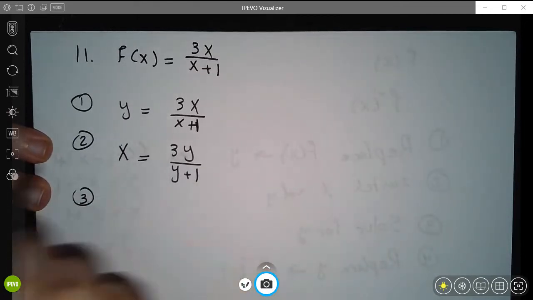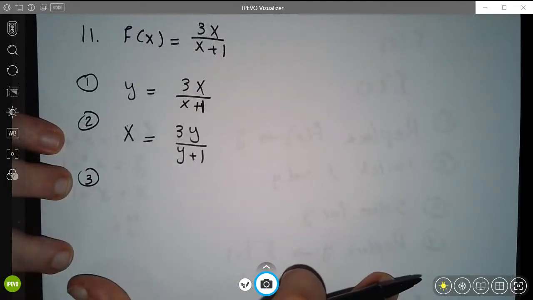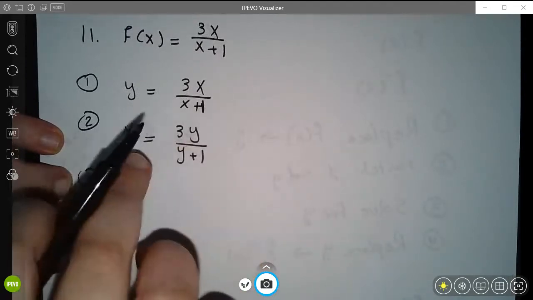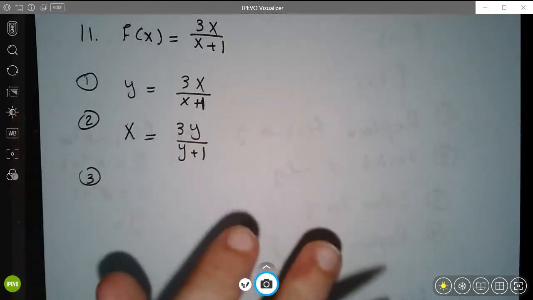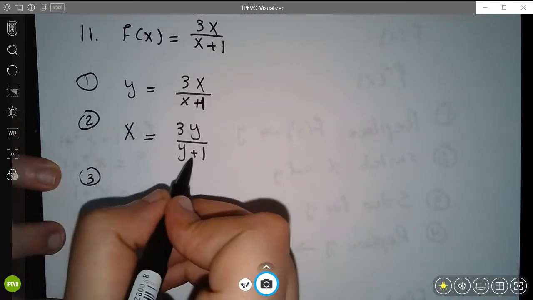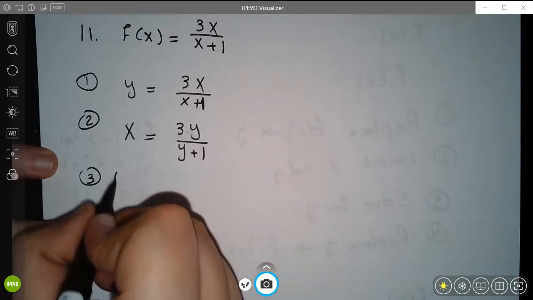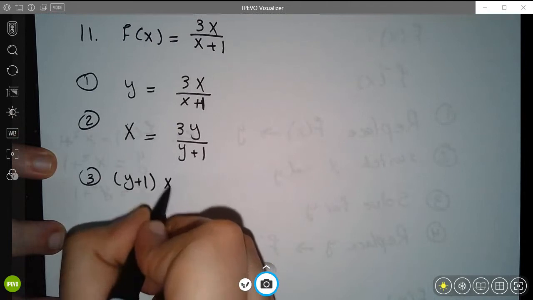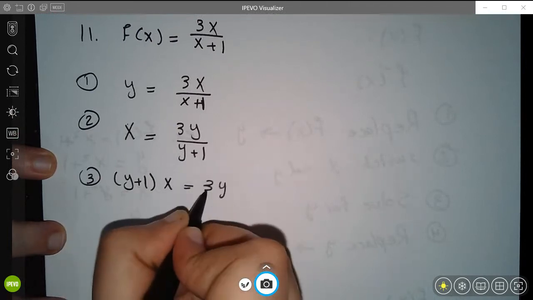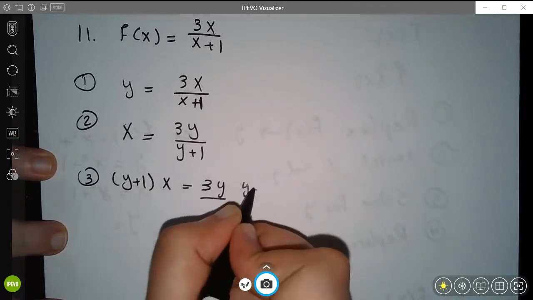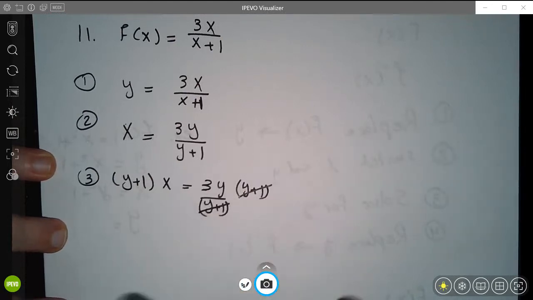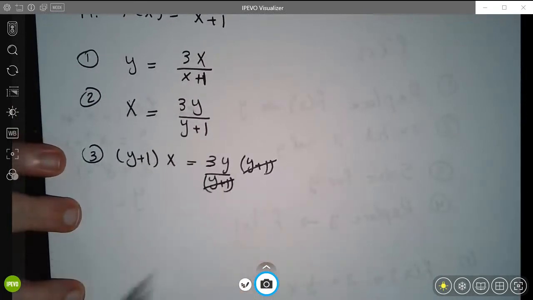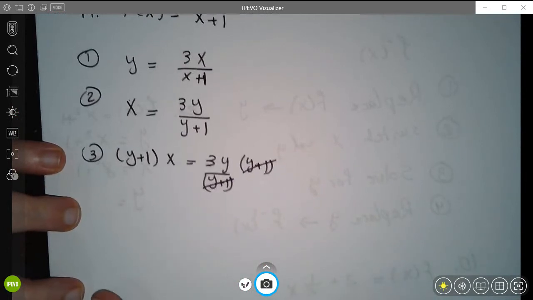Step 3, solve. To isolate y, I first need to get rid of the fact that one of them is in the denominator. So to do that, I'm going to multiply by y plus 1 on both sides. So it becomes y plus 1 times the x, and it equals the 3y on the other side, because the y plus 1 canceled with the bottom. These cancel, and on this side you end up with the multiplication.